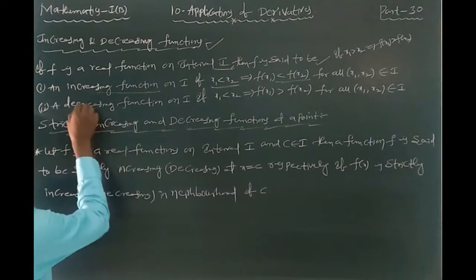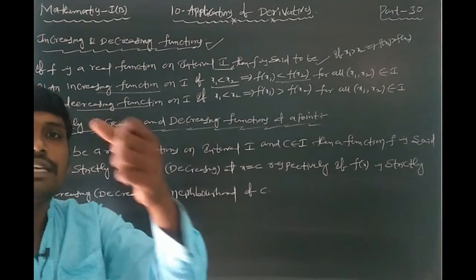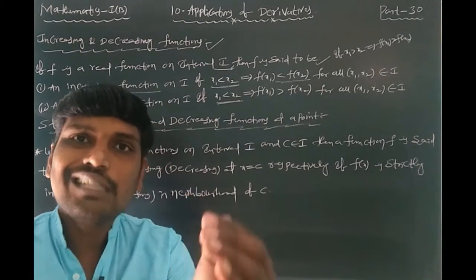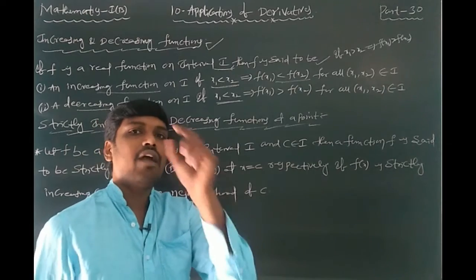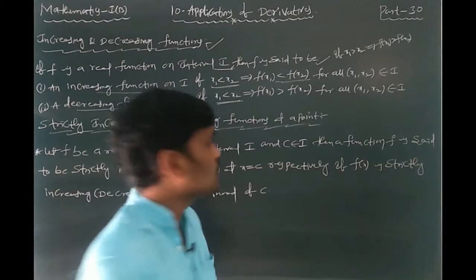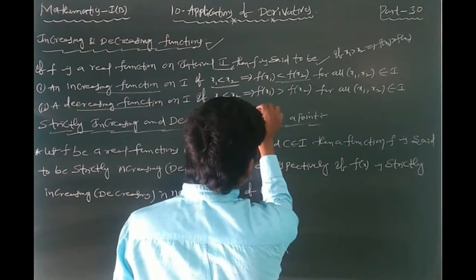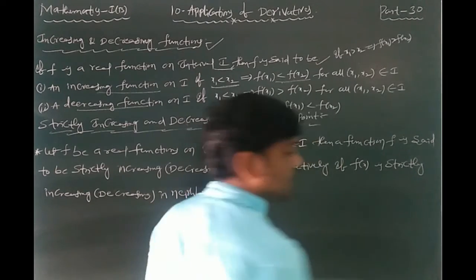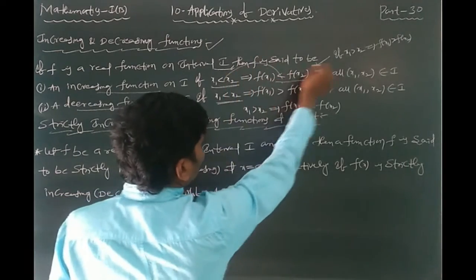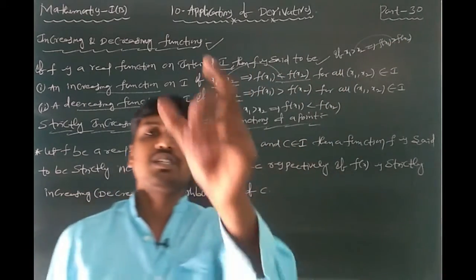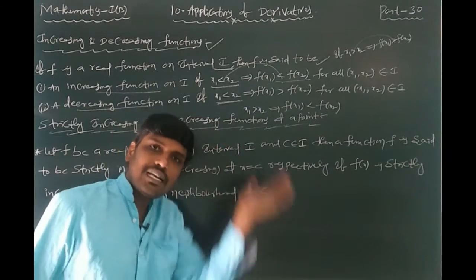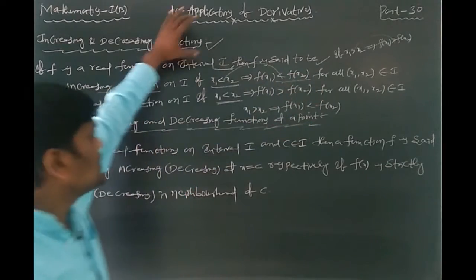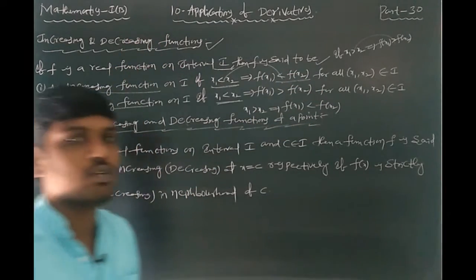Next, a function f of x is a decreasing function. Here the rule is: if x1 is less than x2, then f of x1 is greater than f of x2, or if x1 is greater than x2, then f of x1 is less than f of x2. Less than, less than, or greater than, greater than: this function is called an increasing function. Less than, greater than, or greater than, less than: this function is called a decreasing function. These are the increasing, decreasing function 2 marks problems.